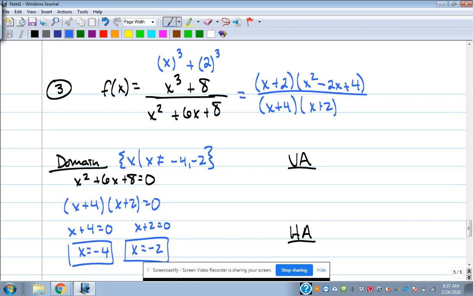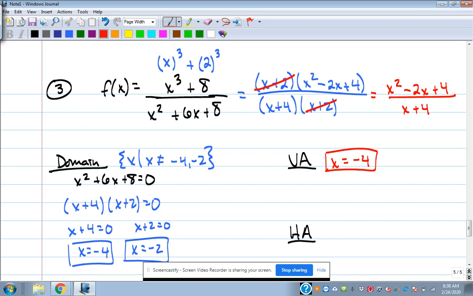Okay, now what happens to our factors here? That x plus 2 cancels out. Okay, so simplified version. Now, what's that mean about our vertical asymptotes? How many are we going to have? 1, because how many factors are left in the denominator? 1, that x plus 4. So the vertical asymptote would be x equals -4.